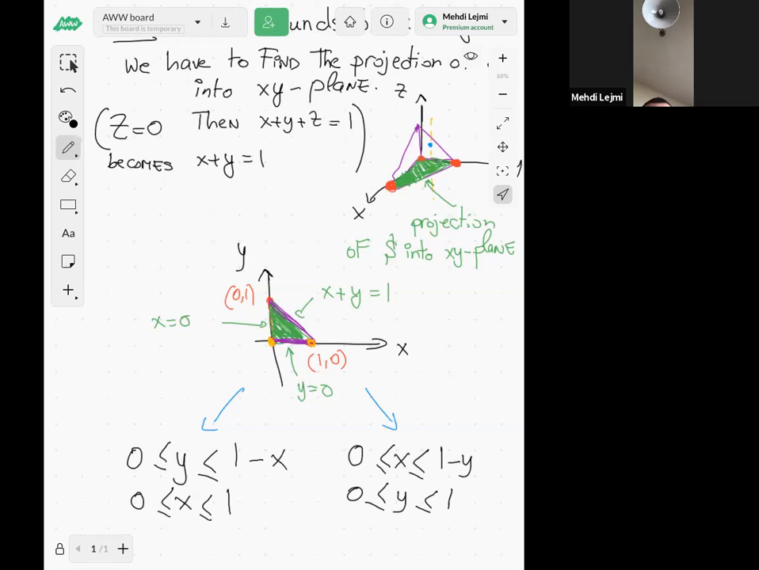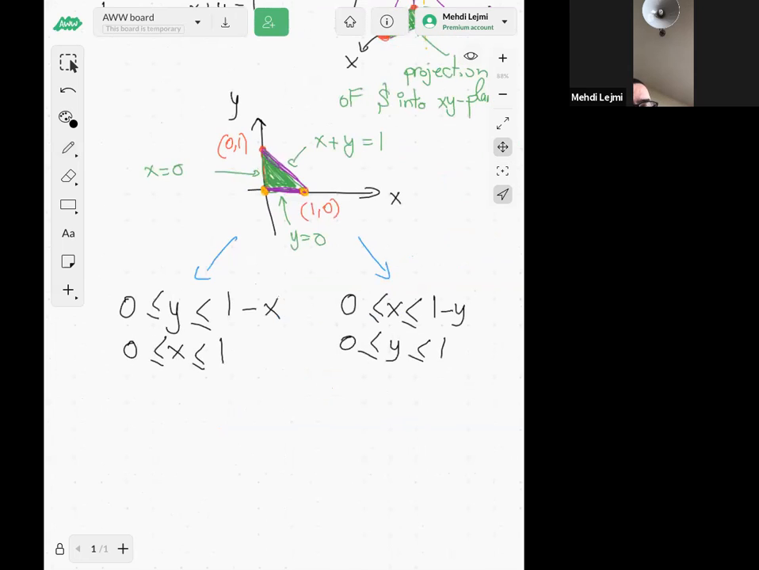We can finally integrate after 20 minutes, I guess. Anyway, you will also have some similar problems in the homework. And if you have trouble with the bounds, guys, try to follow the same steps that I did.